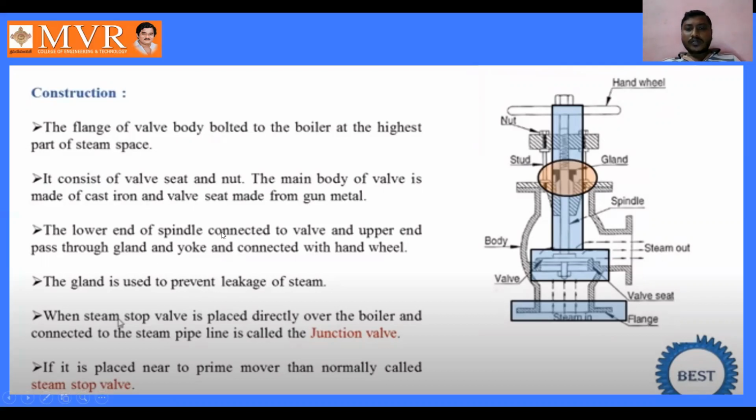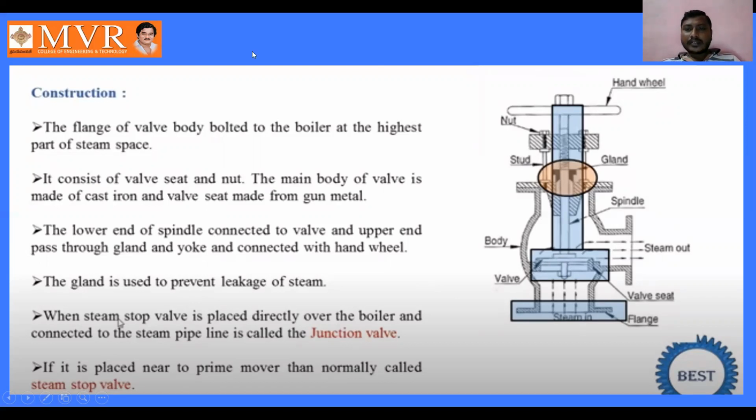See, the lower end of the spindle is connected to the valve and the upper end passes through the gland. See here, the lower end of the spindle. Here we have the spindle from top to bottom in vertical direction. We can observe the spindle here. The lower end of the spindle is connected to the valve which we have here.